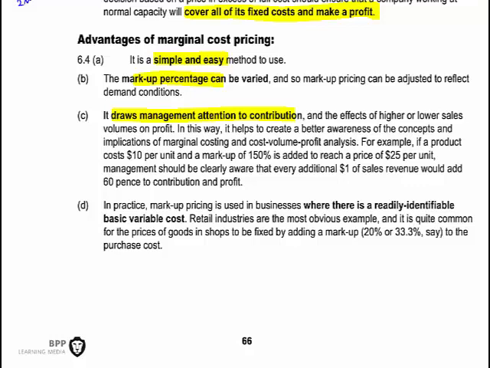If a product has unit costs of $10 and a markup of 150%, then that's going to get to a selling price of $25 per unit. If they manage that, then they're going to be able to get $15 of contribution. However, if the selling price changes, then the amount of contribution will also change. So in practice then, this is used quite a lot because there will be a readily identifiable variable cost. In retail, for example, shops will know exactly how much they're paying for the goods that they're buying in, and they'll be able to add a percentage to the purchase cost.